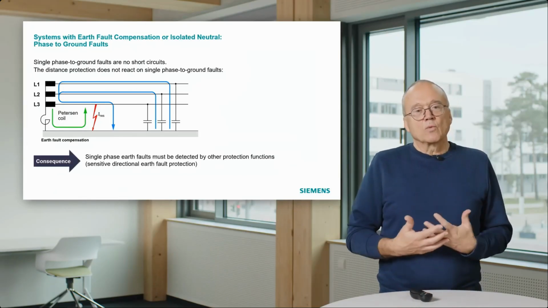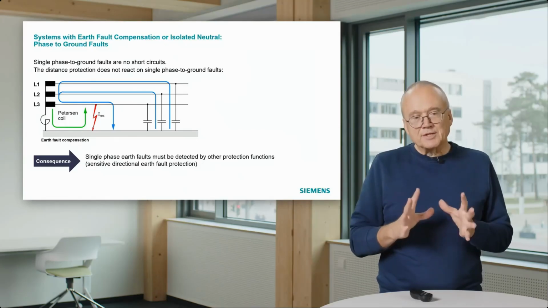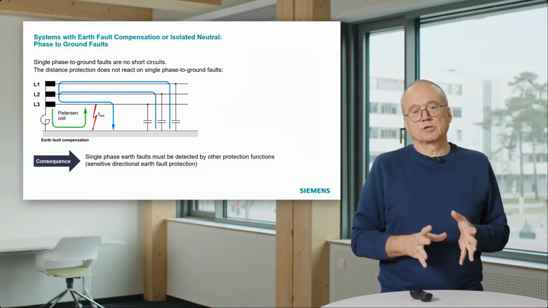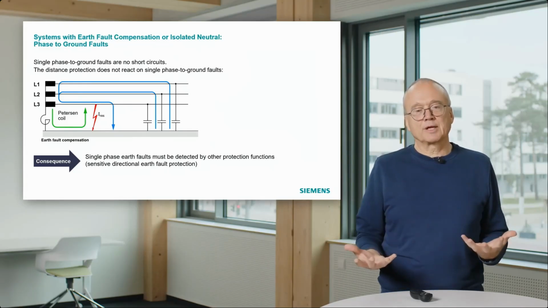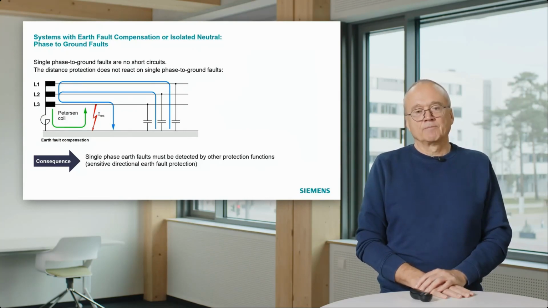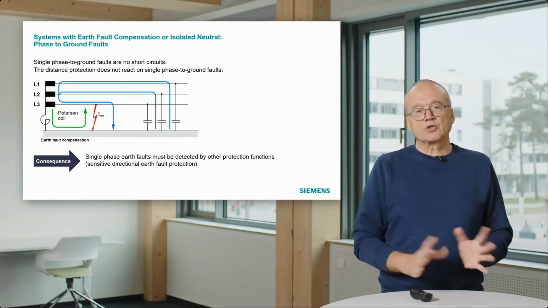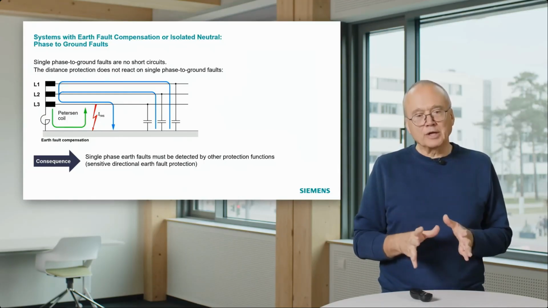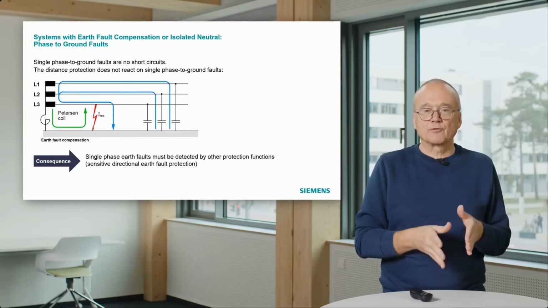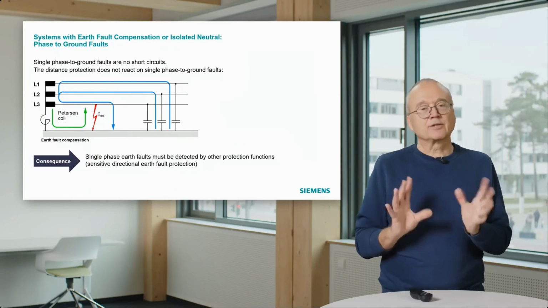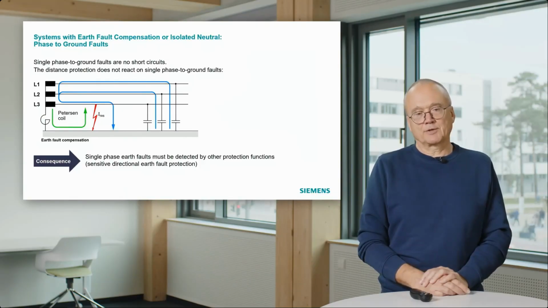That means we cannot use in these systems the distance protection to detect these faults. We have to use other things. For instance, the sensitive directional earth fault protection to do that. So in these systems, the distance protection is only responsible for phase-to-phase faults, three-phase faults, and a few other things.